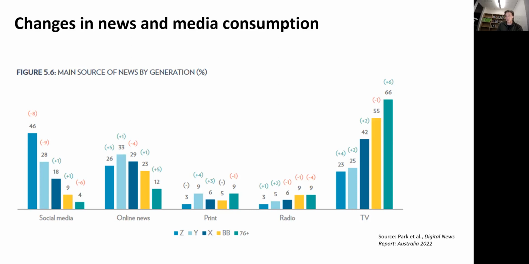The youngest generation, Generation Z, you can see is significantly much more tilted towards social media, getting news from social media than from any of the other sources. At the same time, the trust in social media, even amongst younger people, is quite low.